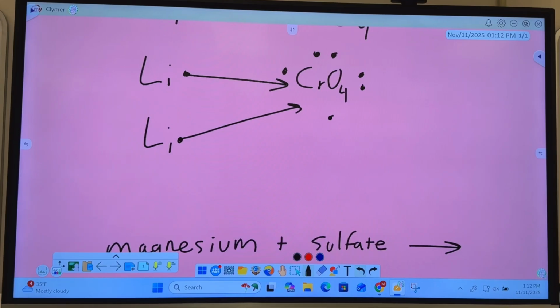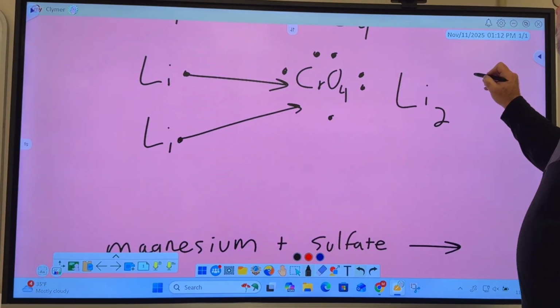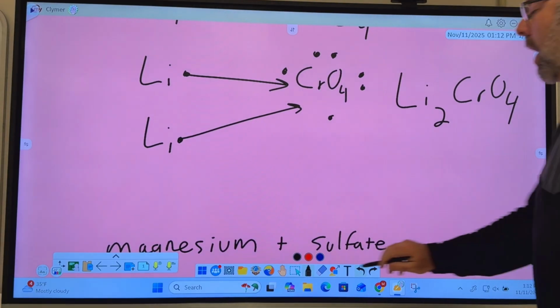All right, now hold on. Do we need parentheses, though? No. Right, because how many chromates do we need? We only need 1. So we need the 2 Li's, but then the CrO4 we can leave all alone. Lithium chromate it is. All right, you're on your own with this one.